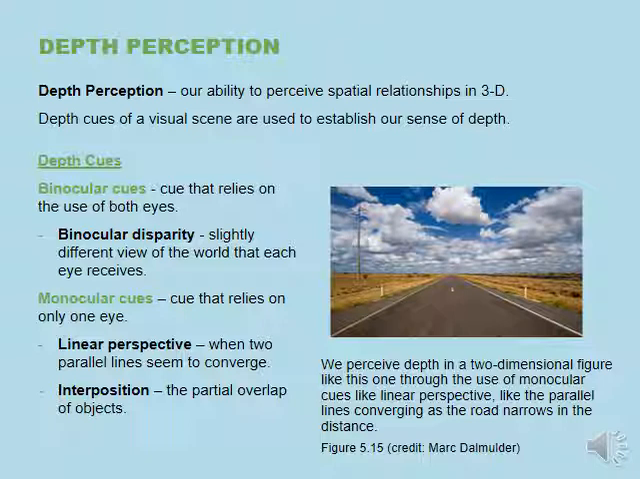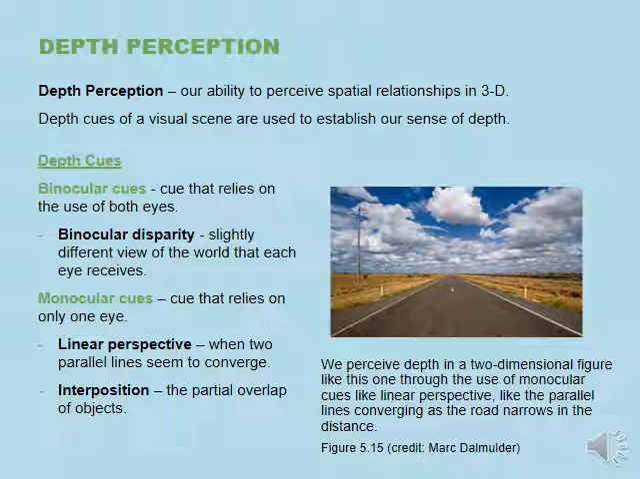Depth cues of a visual scene are used to establish our sense of depth. So we look at other referencing points, and within those referencing points, we begin to notice the distances between various objects. You have the binocular cues, a cue that relies on the use of both eyes. Within that, you have binocular disparity: the slightly different view of the world that each eye receives. This can also happen when your eyes are perceiving two different elements around them, and that's where you have that disparity.